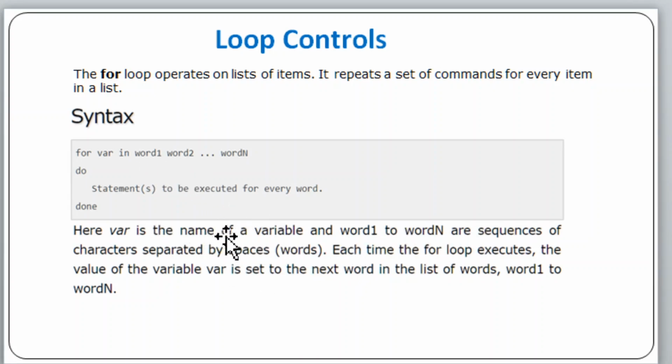Each time the loop executes, the value of the variable is set to the next word in the list of words, word 1 to word n, okay? So basically, it takes this variable, executes it on this word, goes all the way through, and it starts over, does it on the second word, goes all the way through, starts over, third word, and so on.